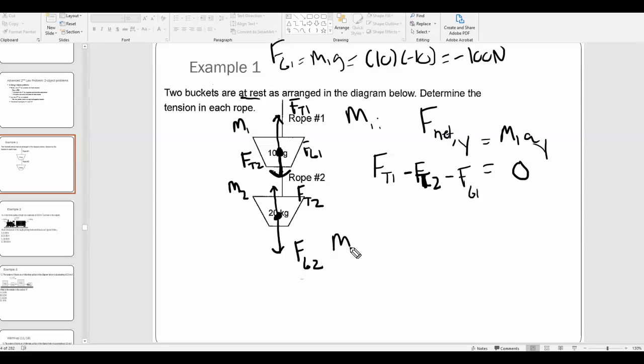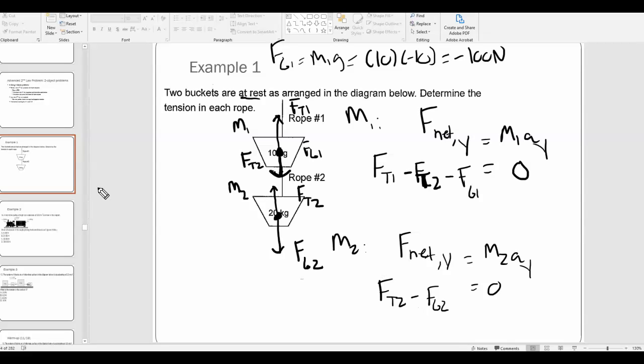Now, for mass 2, when I write down the second law equation, I have F net y equals m2 ay, still at rest, so the right side is 0. There's only two forces acting on mass 2, and that is Ft2, which is now acting in the positive direction because it's holding the bottom mass up, minus Fg2. And again, this minus sign is only to indicate direction. The direction of this force is down.